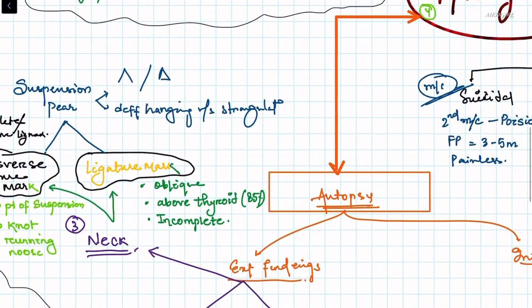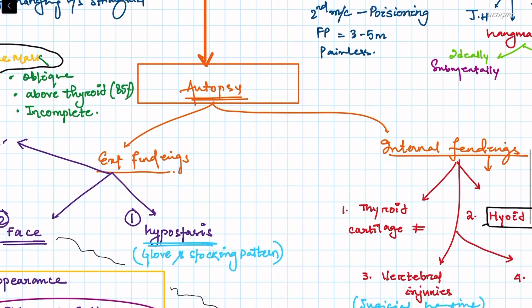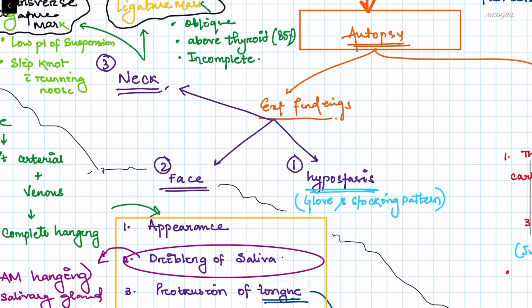Now we will see the autopsy findings. We have some external findings and some internal findings. In external findings, one is hypostasis, that is the glove and stocking pattern. The glove and stocking pattern indicates that the body was in a vertical position. It does not imply hanging. Don't say that. It doesn't say the cause of death. It only indicates that the body was in the vertical position.